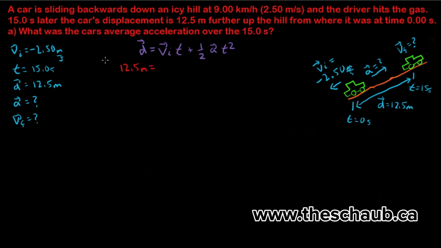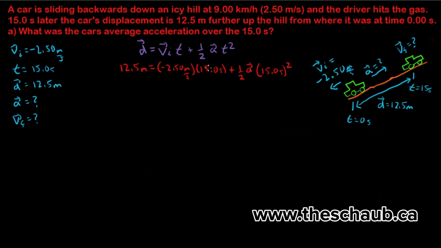Bringing in our numbers, we have D equal to 12.5 meters. This is equal to our VI, which is negative 2.5 meters per second, multiplied by the time, which is 15 seconds, plus 1/2, multiplied by the acceleration, which is our variable we're looking for, and multiplied again by the time squared, which is 15 seconds squared. Now we're ready for some algebra.